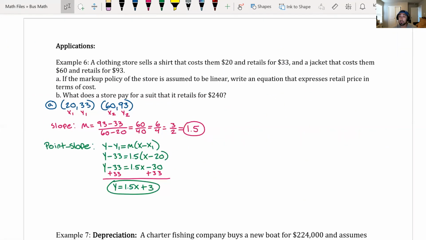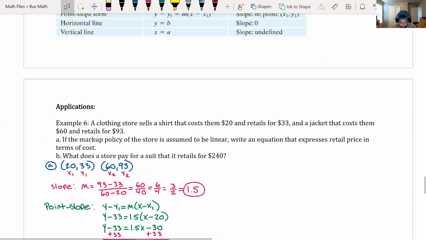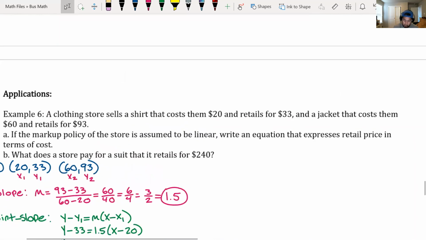This equation expresses retail in terms of cost. So retail in this problem is considered Y. Cost in this problem is considered X. Which will lead us to our next question.